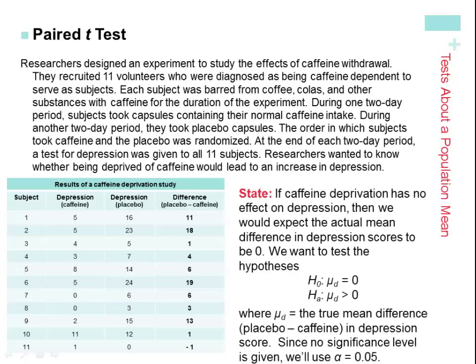If caffeine deprivation has no effect on depression, then we would expect the actual mean difference in depression scores to be 0. We want to test the hypotheses. H naught is the mean difference is equal to 0, and the alternative is the mean difference is greater than 0, where mu sub d is equal to the true mean difference, placebo minus caffeine, in depression score. Since no significance level is given, we will use the default value of alpha equal to 0.05.